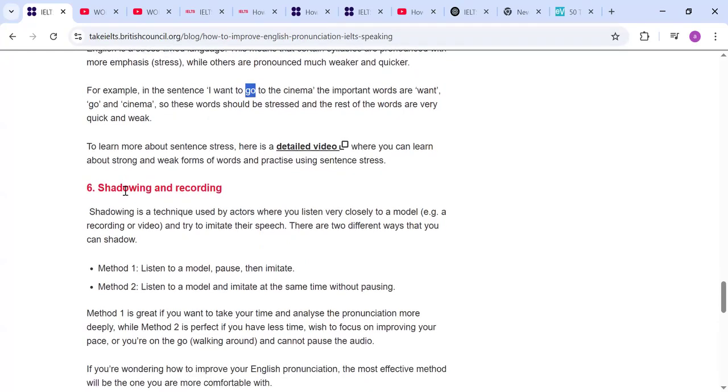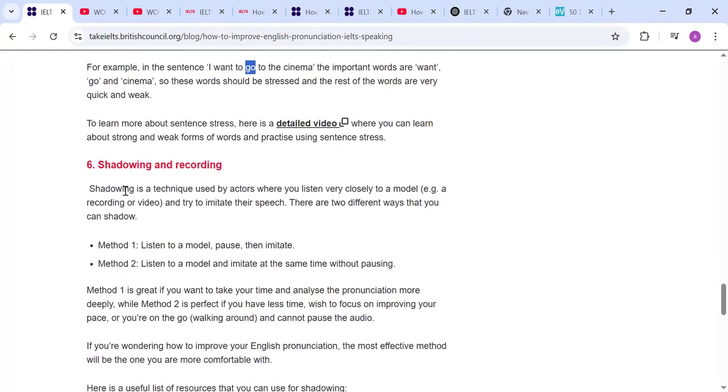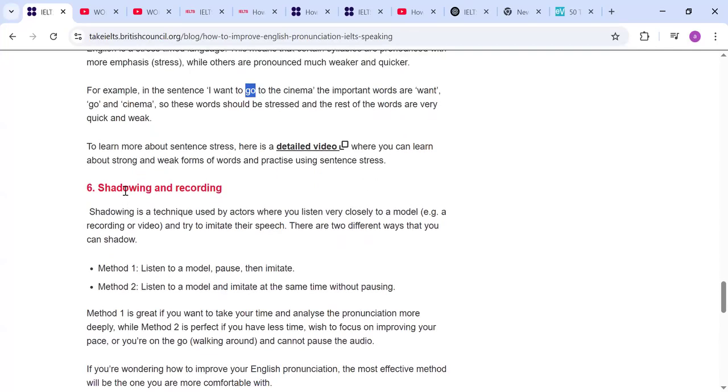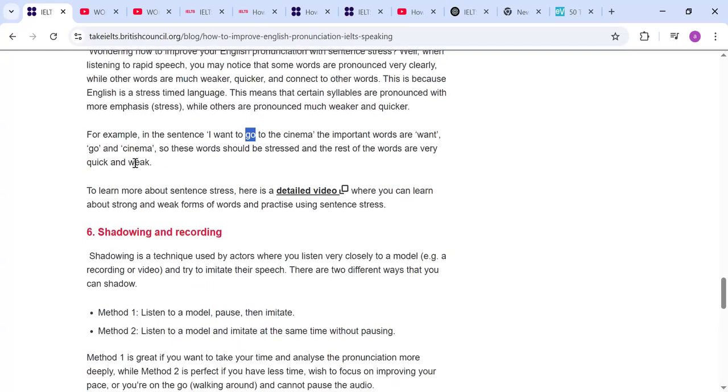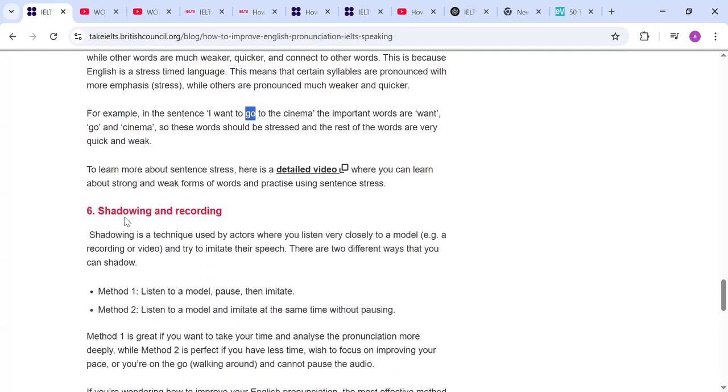So I think try to make a habit of listening to podcasts and recording your audio, record your speech so that you can notice what you're missing. So this is again shadowing and recording. Shadowing is a thing used by actors where you listen very closely to a model, a recording or video, and try to imitate their speech.